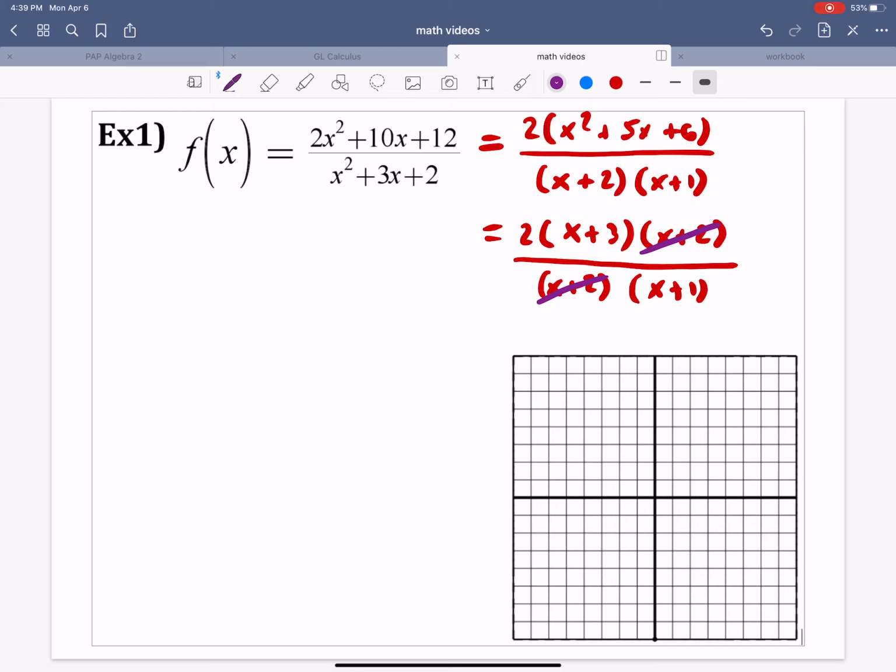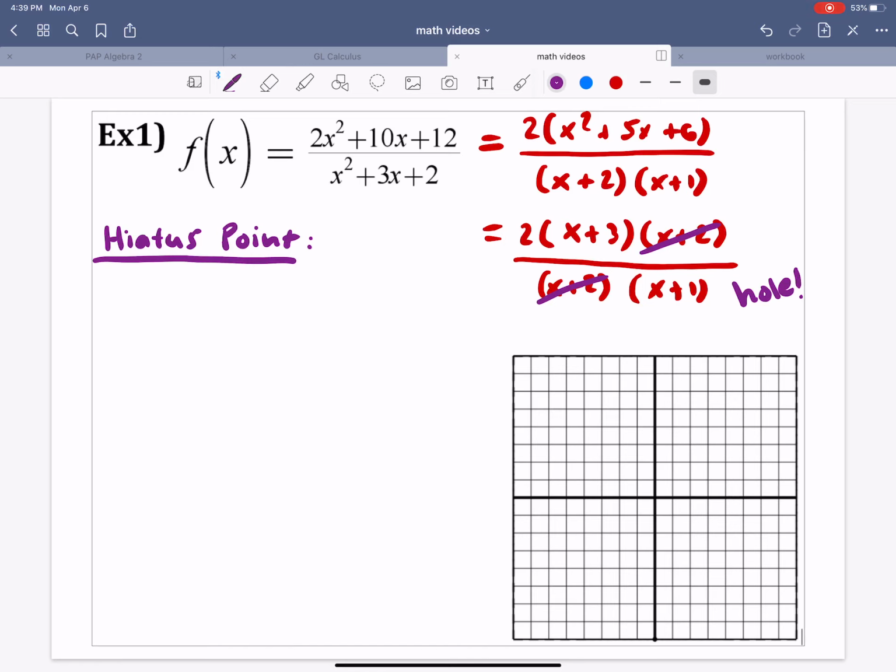When you have, listen very carefully, a factor like this that cancels out on the top and the bottom, that is a signal to you that you have a hole in the graph. And that hole is called a hiatus point. It's a place on the graph where there's literally going to be a hole on the curve.